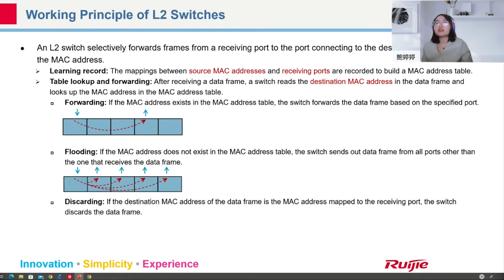And the third action is discarding. If the destination MAC address of the data is a MAC address connected to the receiving port, that means I check your destination MAC address and find the connection interface is the same as the receiving port. So in this scenario, I will directly discard the packets. I will not forward to the same interface again, to avoid a loop. So these are the three actions we will do in our network.